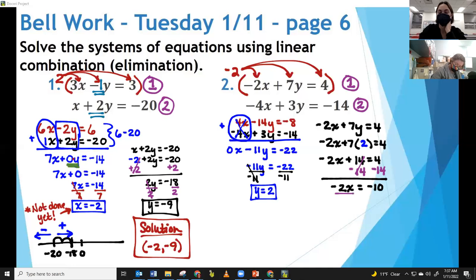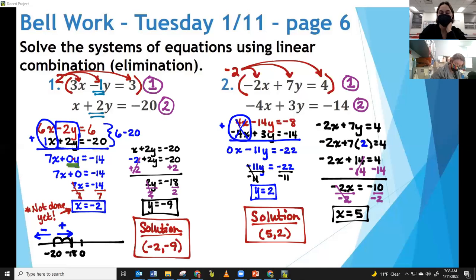And then we divide both sides by negative 2. Negative divided by negative is going to give me a positive again. So X is 5. Nice work. Which means my solution is the ordered pair what? What is my solution for number 2? Absolutely, it's the ordered pair 5, 2. Nice work on the bell work today.